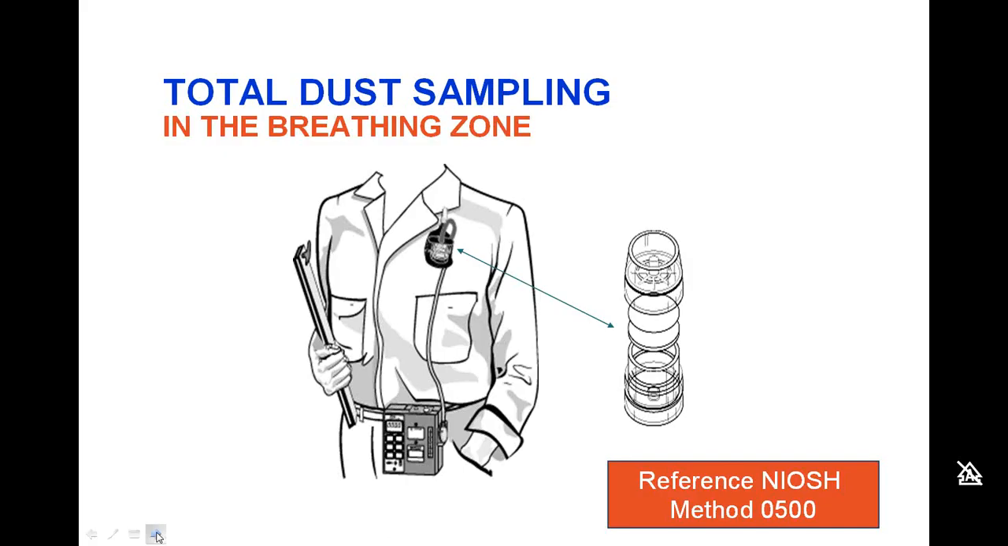A reference method for total dust sampling is NIOSH method 0500, entitled Particulates Not Otherwise Regulated, Total. In this method, a cassette loaded with a PVC filter is placed into the breathing zone for sample collection and then is analyzed gravimetrically.